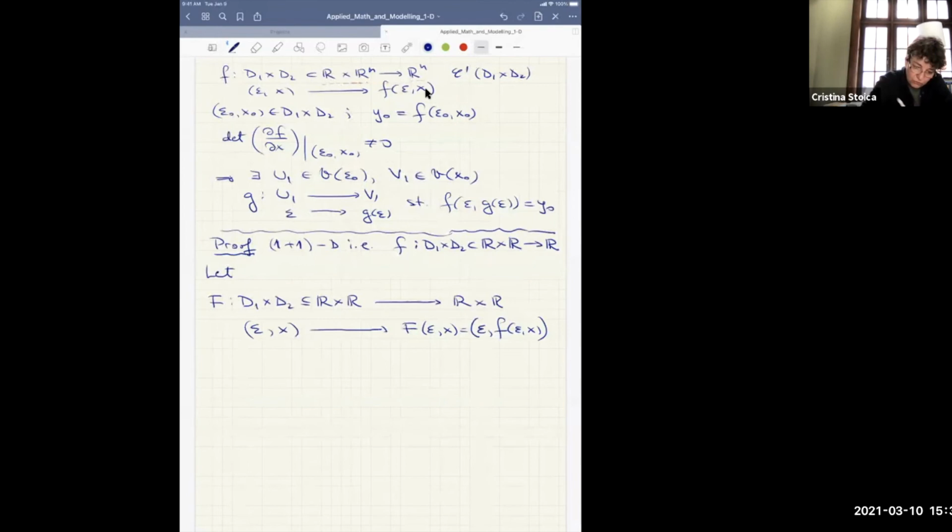So let's put them one on top of the other. You'll see it exactly. This is the R, and there's the other R. So I completed the codomain with an extra dimension. So now I'm going, in other words, from R2 to R2. It's like the inverse function theorem.